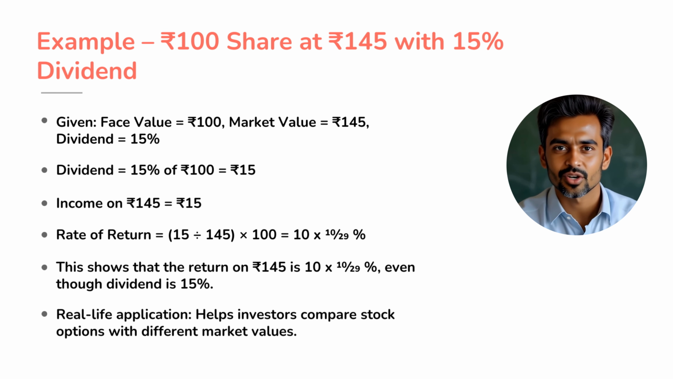Now for the rate of return. Rate of return equals open bracket 15 divided by 145 close bracket multiplied by 100. That gives us 300 divided by 29, which equals 10 and 10/29%. So even though the dividend is 15%, the actual return on investment is slightly lower because the share was purchased above its face value. This example clearly shows that yield depends not only on the dividend rate, but also on the market price of the share.